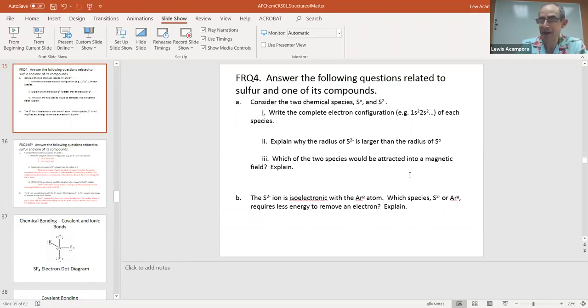So some of this may be unfamiliar to you. I want to talk a little bit about part B here, which says a sulfide ion is isoelectronic with the argon atom.